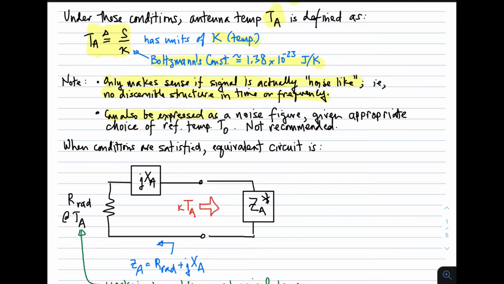Also, we could express this as a noise figure, and this is sometimes done. The conversion between an equivalent temperature and a noise figure is discussed in another lecture. So, in principle, if you chose a reference temperature, T sub naught, you could use that to transform T sub A into an antenna noise figure. Now this is sometimes done. I don't recommend it. It's not very common and is generally confusing because it becomes commingled with your choice of T sub naught.